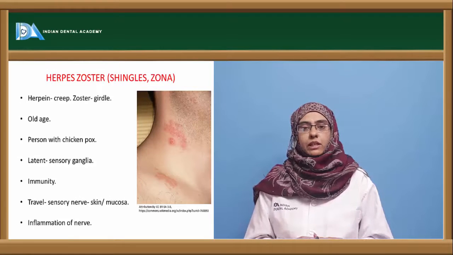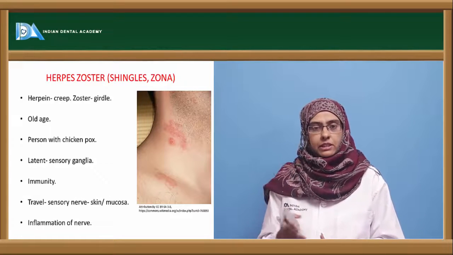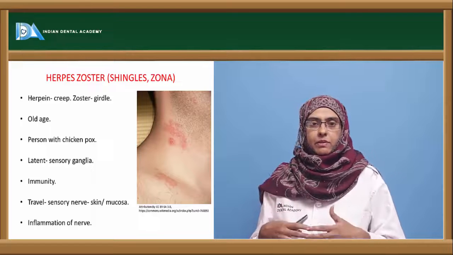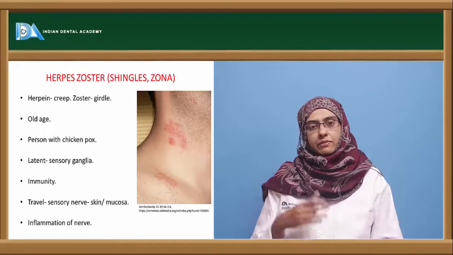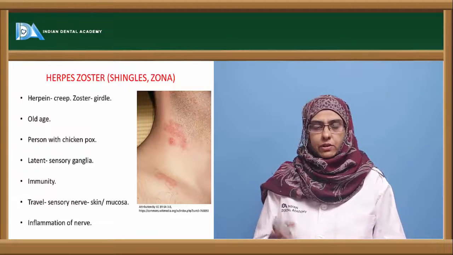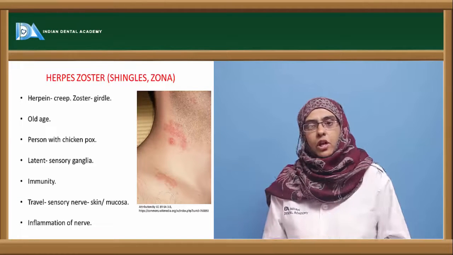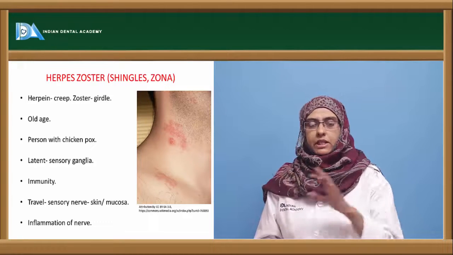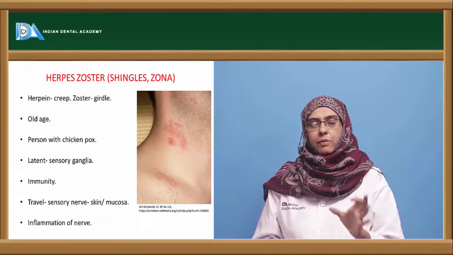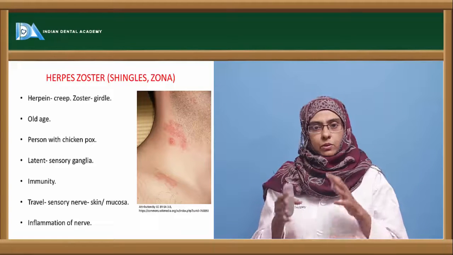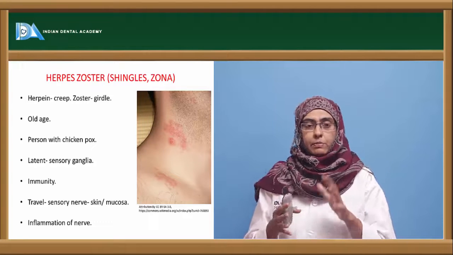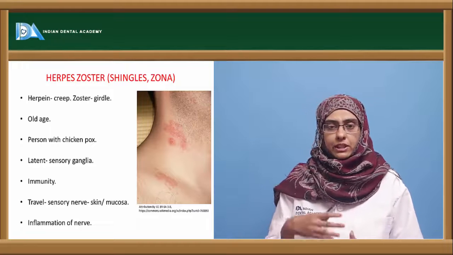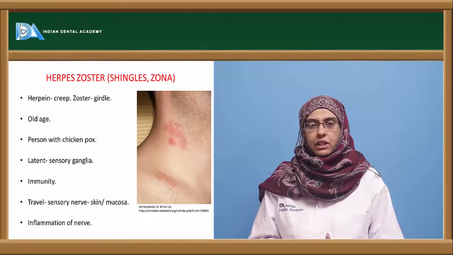Now coming to the herpes zoster virus, as already discussed, varicella and herpes zoster are different manifestations of the same virus. One acts as a primary infection, the other as a latent infection. Herpes zoster is also called shingles or zona disease, and the word herpes is derived from the Latin word, meaning to creep, and zoster meaning girdle. It is mostly seen in old age people and people who have already suffered from chickenpox, where there is a reactivation of the disease leading to herpes zoster infection.